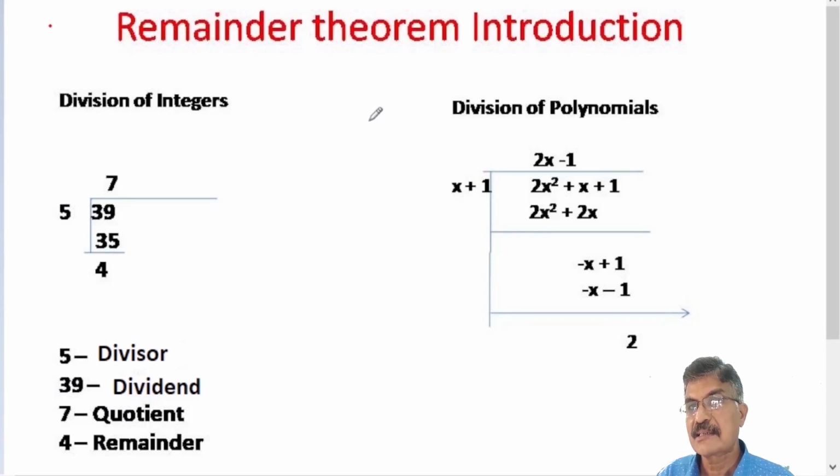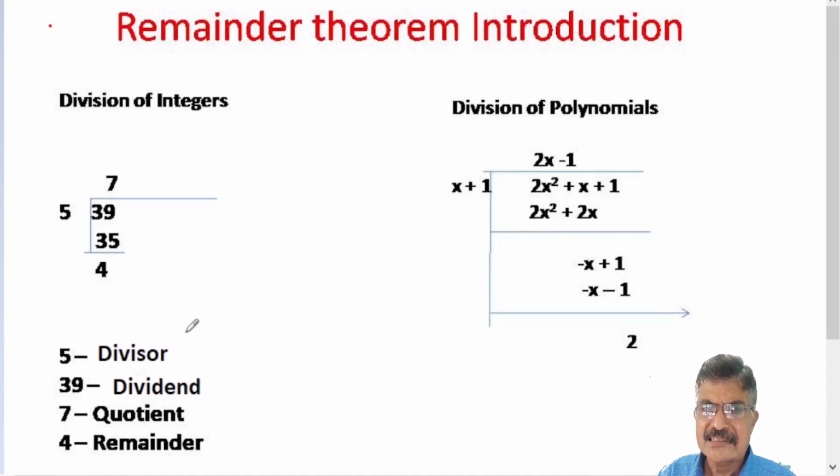Before we go to the remainder theorem, let us take a brief introduction about division of integers. That is, the remainder theorem is related to division. First we take the division of two integers, 39 and 5. This 39 is called the dividend and 5 is called the divisor. While we divide 39 by 5, we will get the remainder 4.